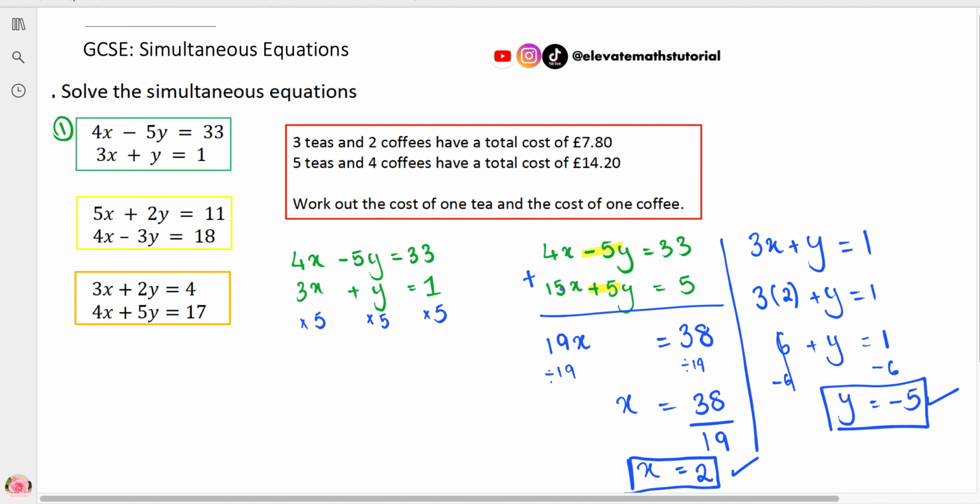What you can always do is go back and plug it in here and then see if you get 33. You can do 4 times 2 minus 5 times, well, this is minus 5. You need to be able to do these negative number multiplications here. So that's 8 plus 25, and yes, it does give us 33, so we have done that correctly. So that's your way of checking it. Check whether you've done it correctly. That's your check method. But ultimately, these two are the answers.